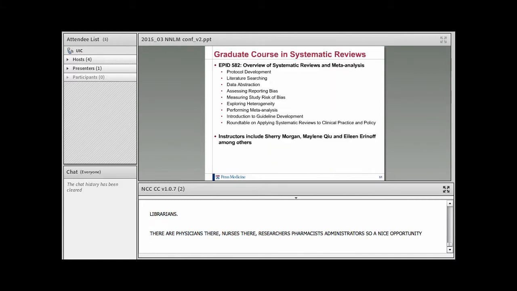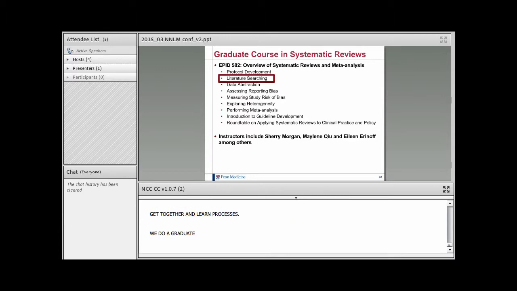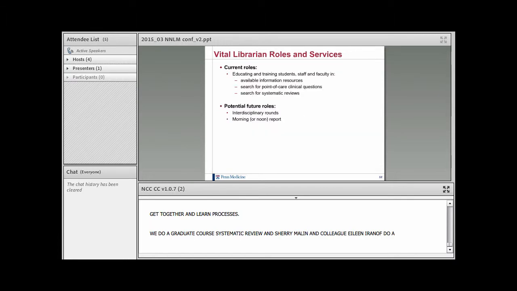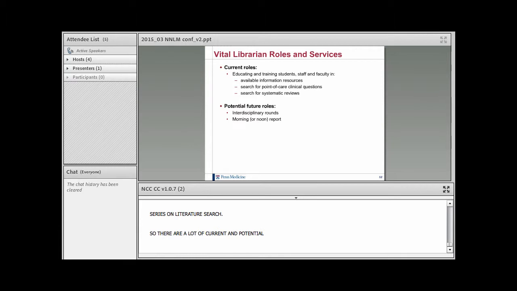And then we do a graduate course in systematic reviews, and our librarian, Sherry Maylene, and one of our close colleagues, Eileen Aronoff, do a three-day series on literature searching. So there are a lot of current and potential roles for our librarians in the education space as well, and you see them here.